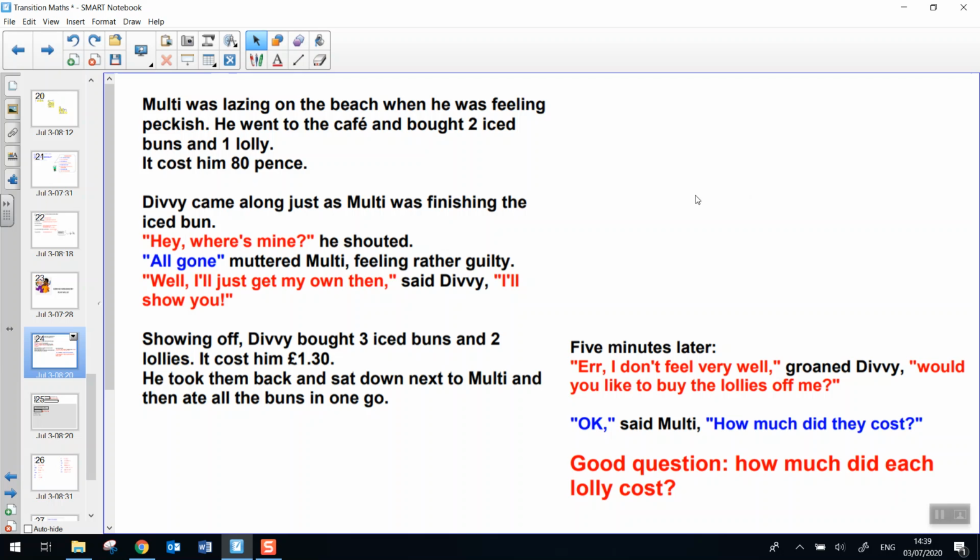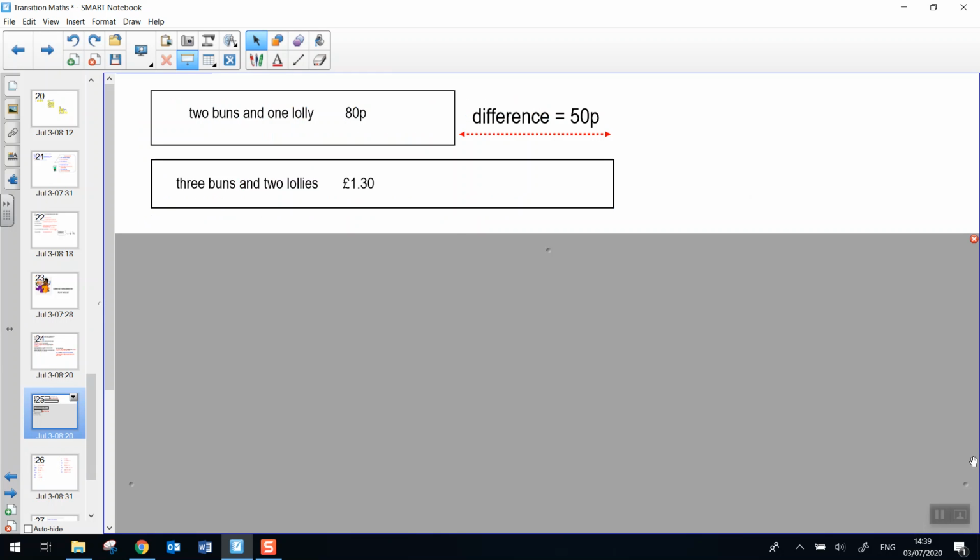Okay, so let's look at the first little bit. We know that 2 buns and 1 lolly cost 80p. And we know that 3 buns and 2 lollies cost £1.30. And the difference between those amounts is 50p. And the difference between these amounts here is 1 bun and 1 lolly. You see that? So 1 bun and 1 lolly together must cost 50p, because that's the difference there.